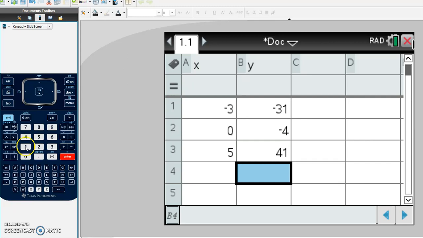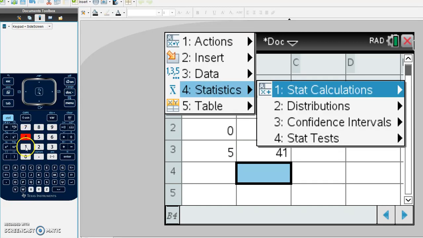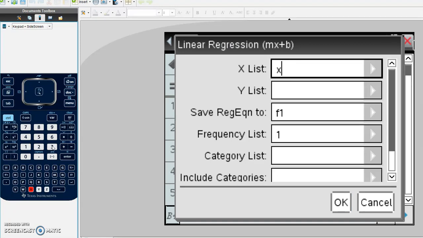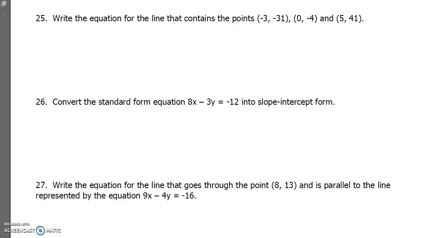Okay, and then from there we're going to go to menu, then statistics, so 4, stat calculations, and then we want linear regression where it's mx plus b, so that's number 3. Then X for the X list and Y for the Y list, and then hit enter. So it looks like my slope is 9 and my y-intercept is -4. So that means we should have an equation that is y equals 9x minus 4.